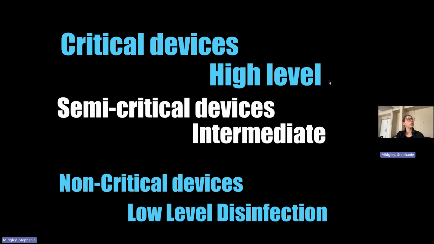I didn't get into it, but the ED itself can buy a Trophon, or you can partner with your radiology department and see if they'll clean your stuff for you. And then non-critical devices are basically low-level disinfection.